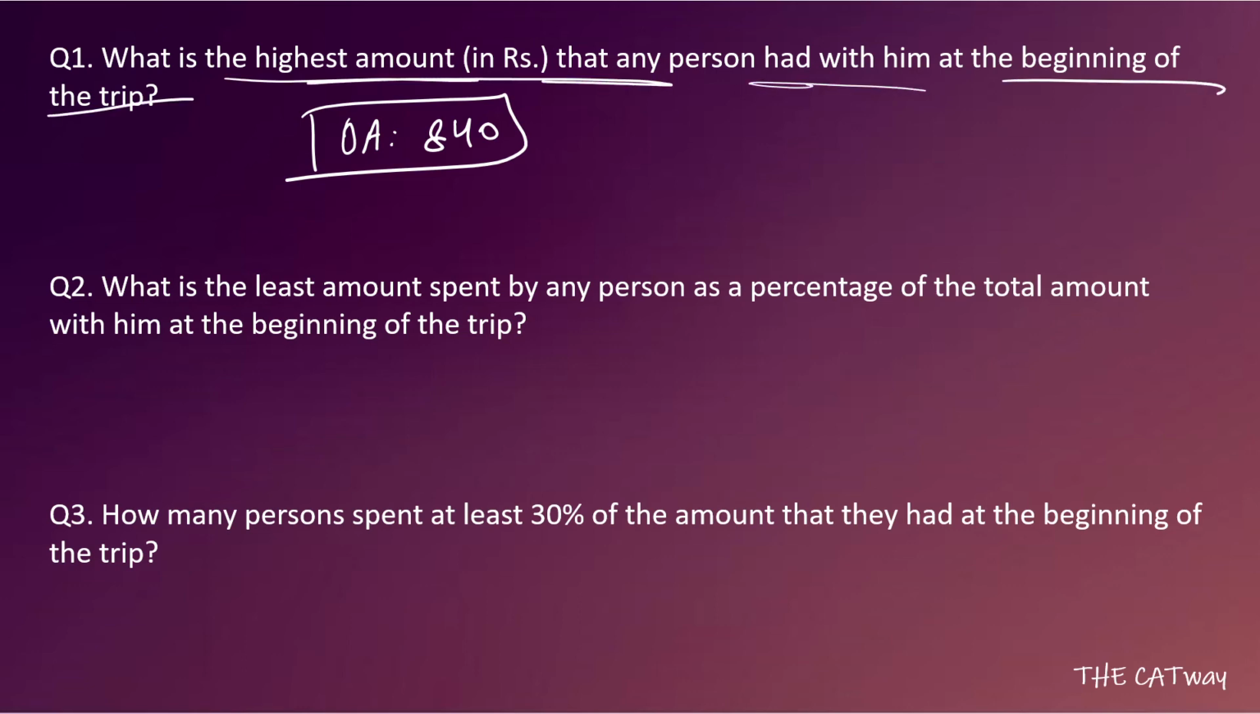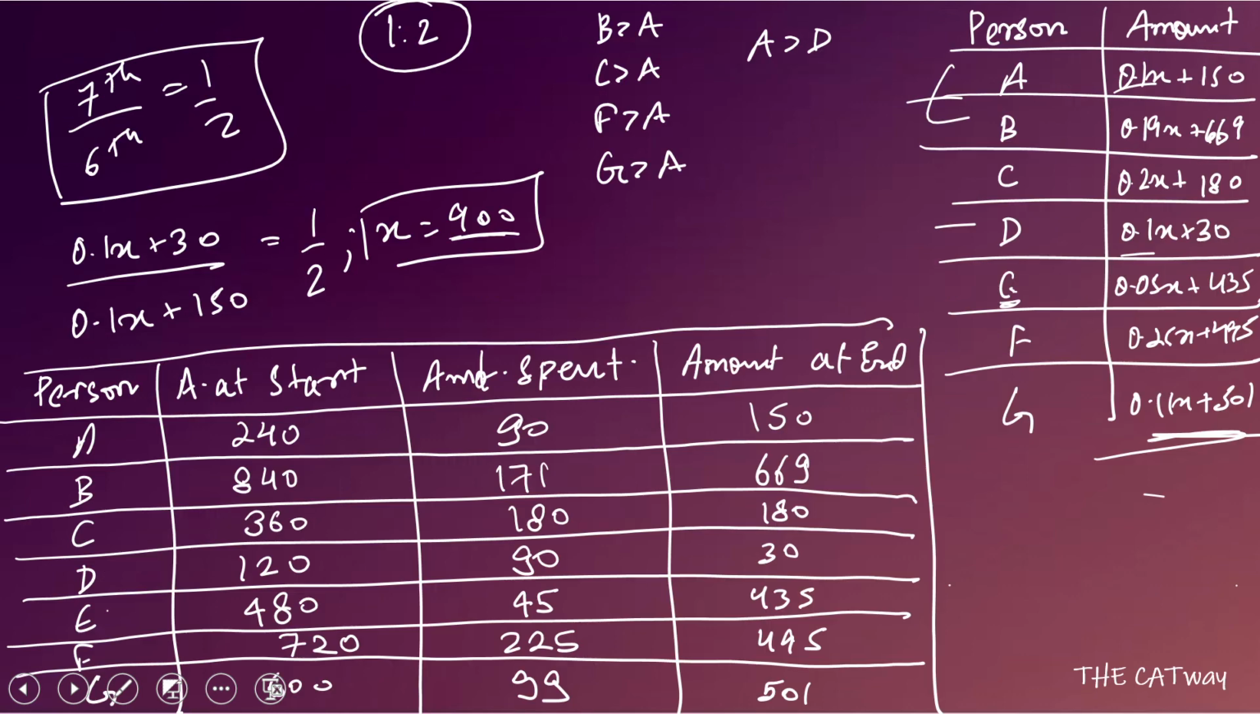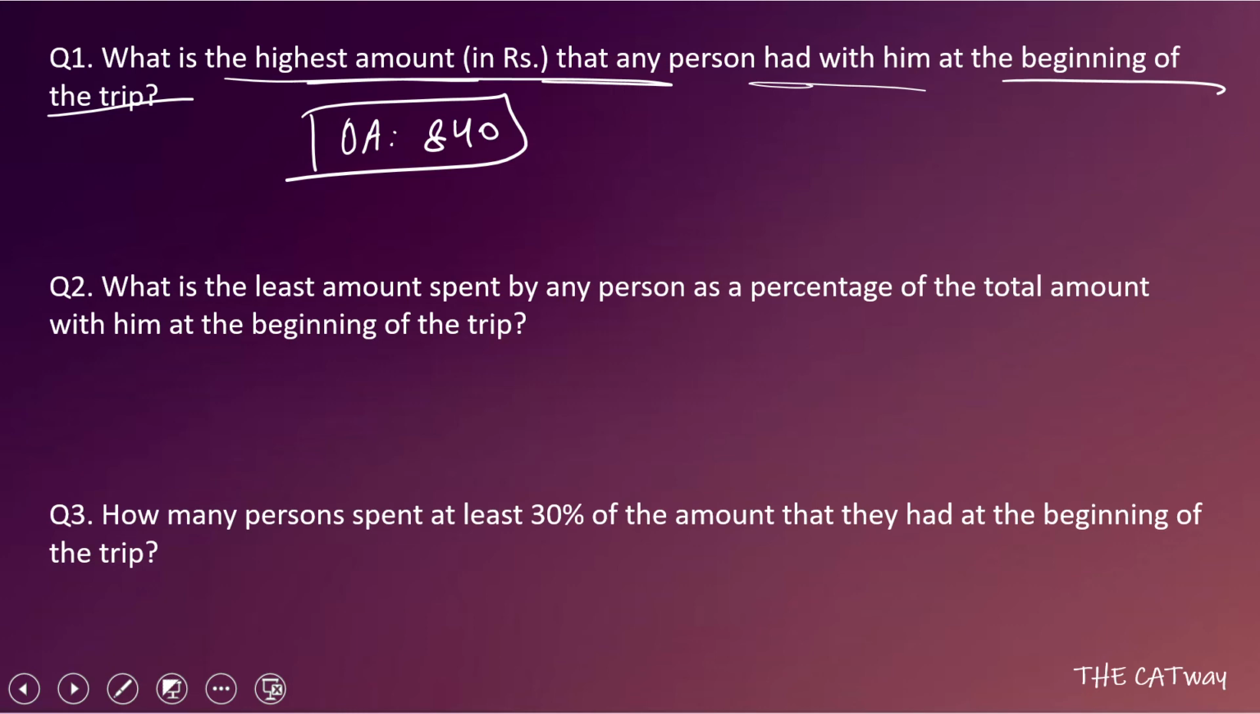Second question is, what is the least amount spent by any person as a percentage of total amount with him at the beginning of the trip? So it is asking the least amount of money spent by any person.